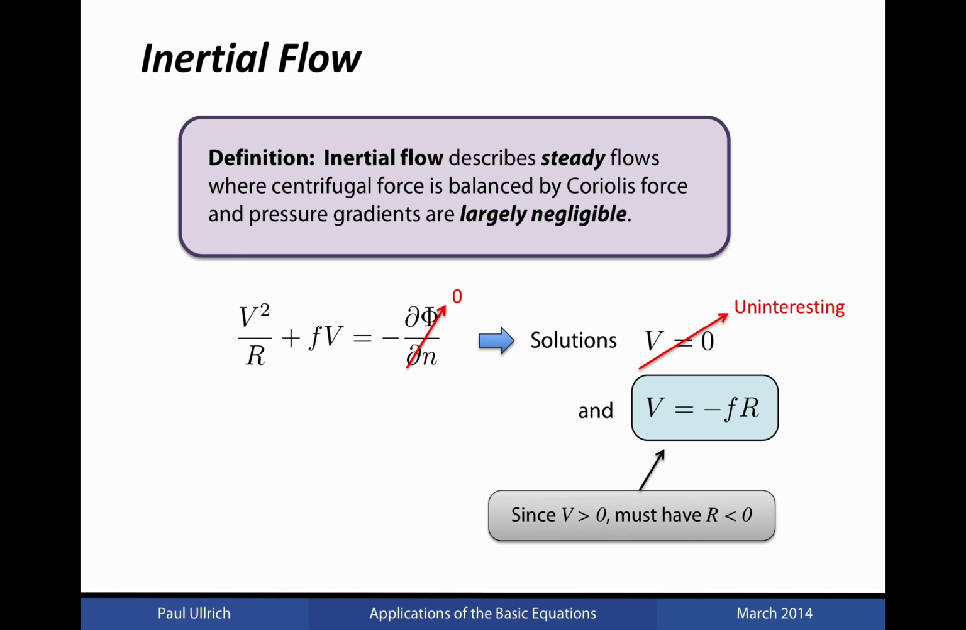In this case, only the centrifugal force term and the Coriolis force term are retained, and this gives rise to a simple quadratic which has two solutions associated with it, one of which is zero flow speed, so capital V equals 0, which we're going to neglect in this case for being uninteresting, and a second solution which is that the flow speed is equal to negative f times the radius of curvature. Now, since the flow speed must always be positive by construction, we must have that in the northern hemisphere the radius of curvature must be negative in this case in order to have a physical solution.